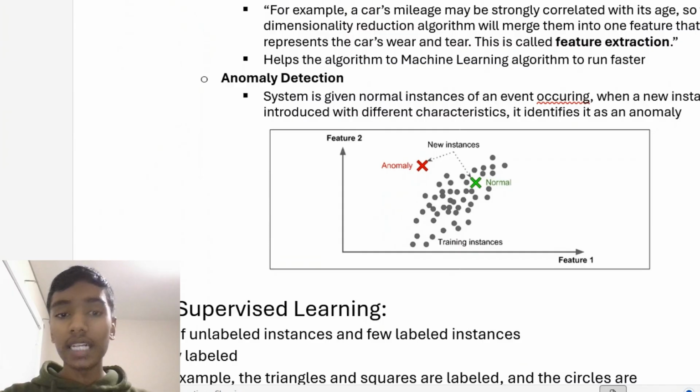Let's talk about anomaly detection. Anomaly detection is another example of unsupervised learning. The system is given normal instances of an event occurring. When a new instance is introduced with different characteristics, it identifies it as an anomaly. And so here you see we have basically a scatter plot of information with a trend line, I guess you could say, that you could draw. And you see that even though the information is unlabeled, the instances have a general flow to them. That being said, when we now have an anomaly somewhere outside of that data, it's identifying it as having different characteristics. It's an anomaly, it's unique in that particular instance. And so that's another example of unsupervised learning.